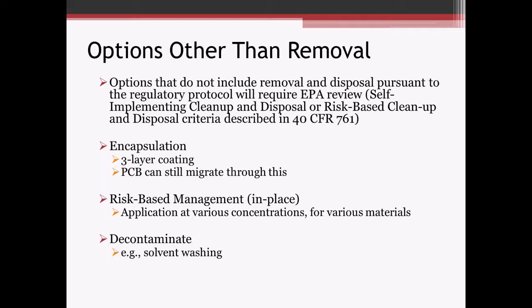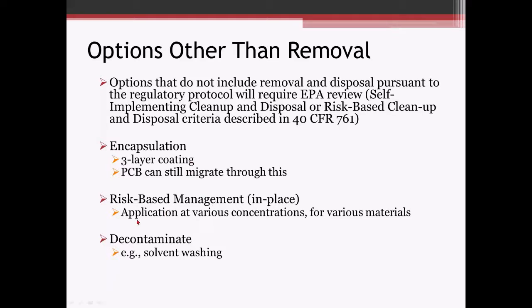So some options other than removal. Again, you can go back to doing your self-implementing cleanup or your risk-based cleanup. Have the EPA sign off on that. You could look at doing an encapsulation. And oftentimes with that, you've got a 3-layer coating, and those 3 layers are alternating colors, so you know if you have breakthrough from one to the other. So if that surface coat is gray and you're seeing red, which is the coat below it, you have a breakthrough of that top layer, and that has to be repaired. So it allows you to be a little more effective on your visual to make sure those are still in place.